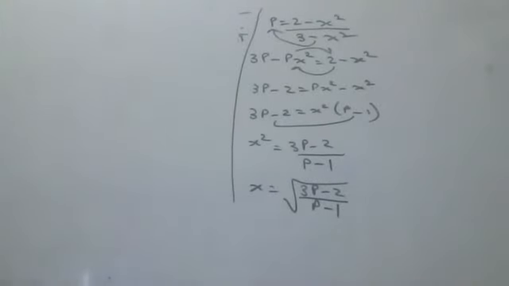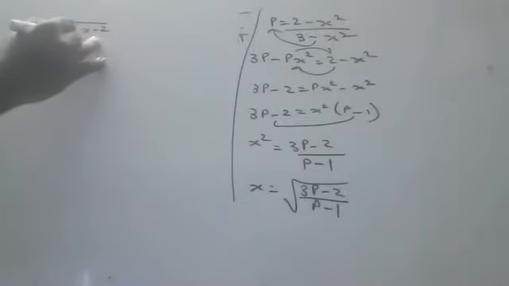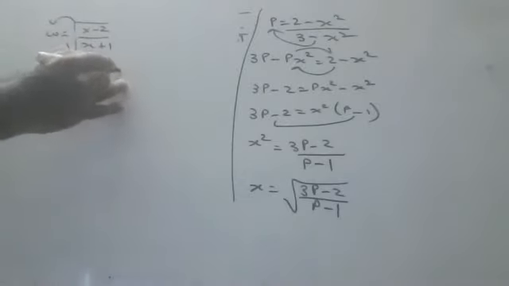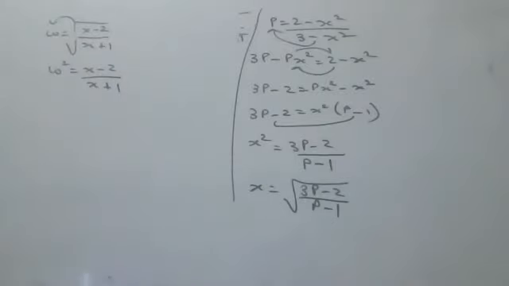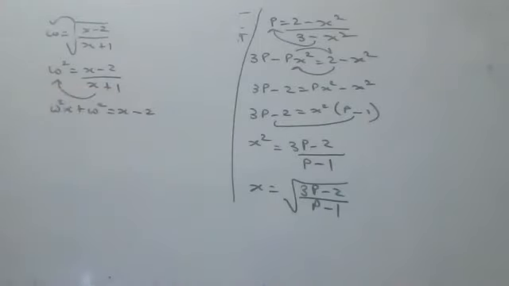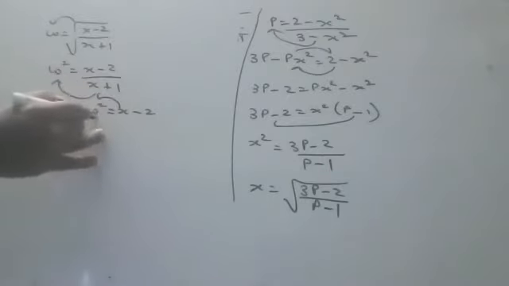Lahari, tell me the last one: W is equal to under root of (x minus 2 by x plus 1). The root will become a square. Keep telling me. W square is equal to x minus 2 by x plus 1. Cross multiply: W square x plus W square equals x minus 2.